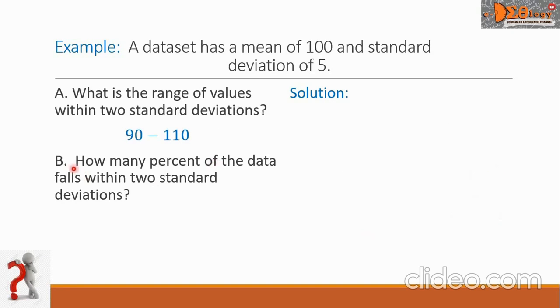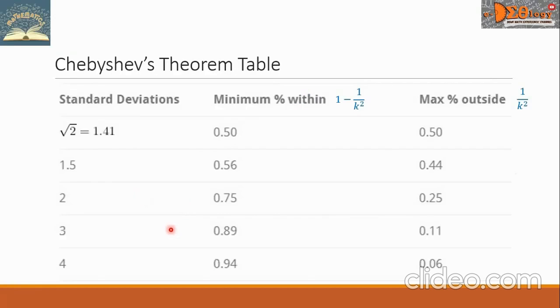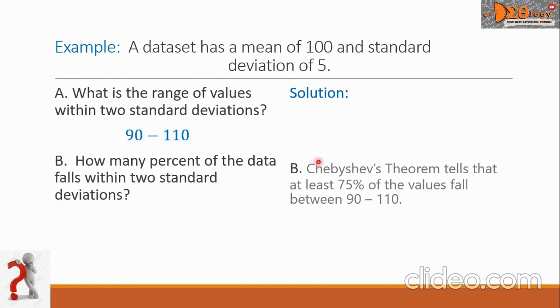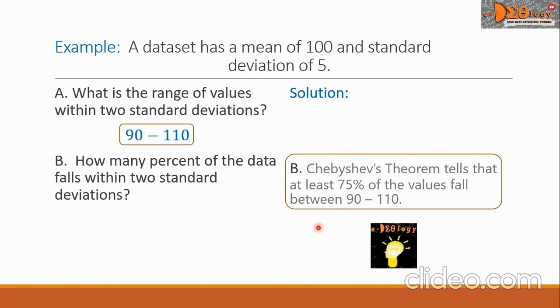This is the answer for letter A. Let us now solve for letter B. How many percent of the data falls within 2 standard deviations? We can go back to our table a while ago. The standard deviation of 2 is here, so our answer is 0.75 or 75%. So we say here, Chebyshev's theorem tells that at least 75% of the values fall between 90 to 110. This is now the final answer.